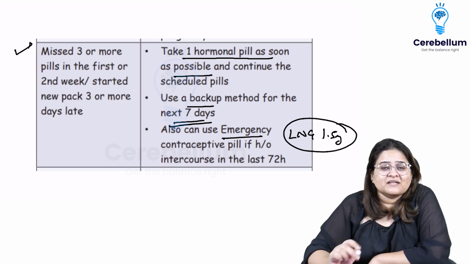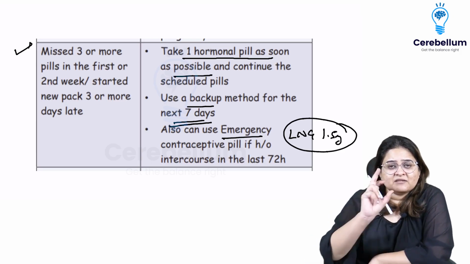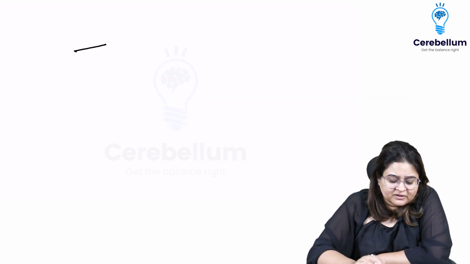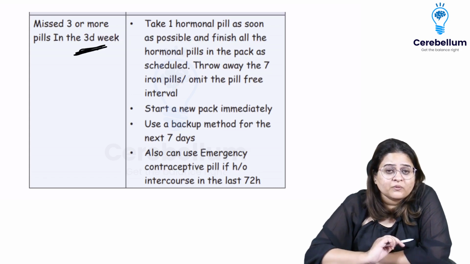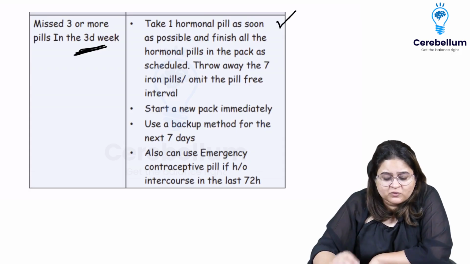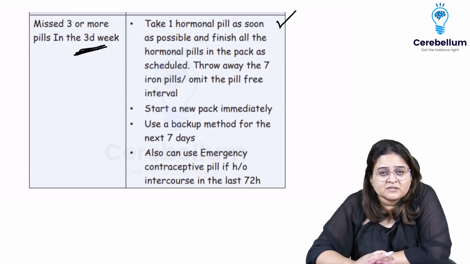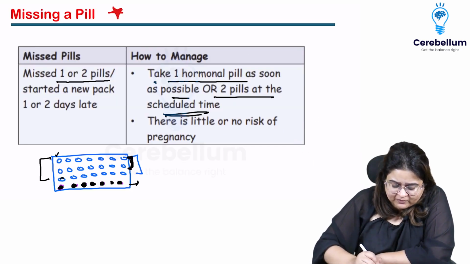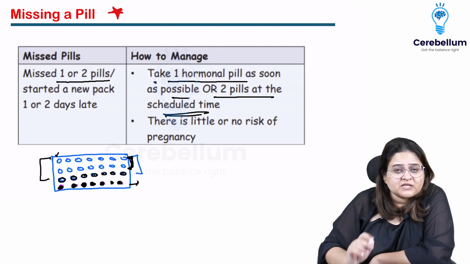So this is what is done if 3 or more pills are missed in the first 2 weeks. If 3 or more pills are missed in the 3rd week, what should she do? It's the same thing. Take one hormonal pill as soon as she remembers. So if she's missed 3 pills in the 3rd week, that means in this week, 1, 2, 3, 4, 5, 6, 7. Here she has missed 3 or more pills.